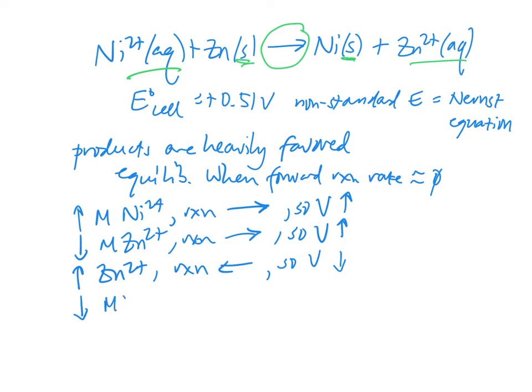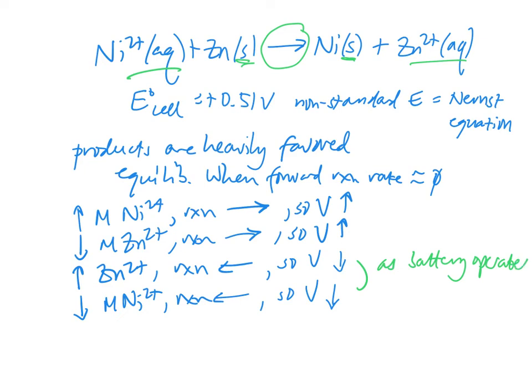If I reduce the molarity of nickel 2+, then the reaction also moves back to the left and the volts go down. Both of those things happen as a battery runs. So as a battery operates, the volts drop. Right, the battery essentially gets weaker and weaker as it runs because the tendency is to move less and less favorably to the products.